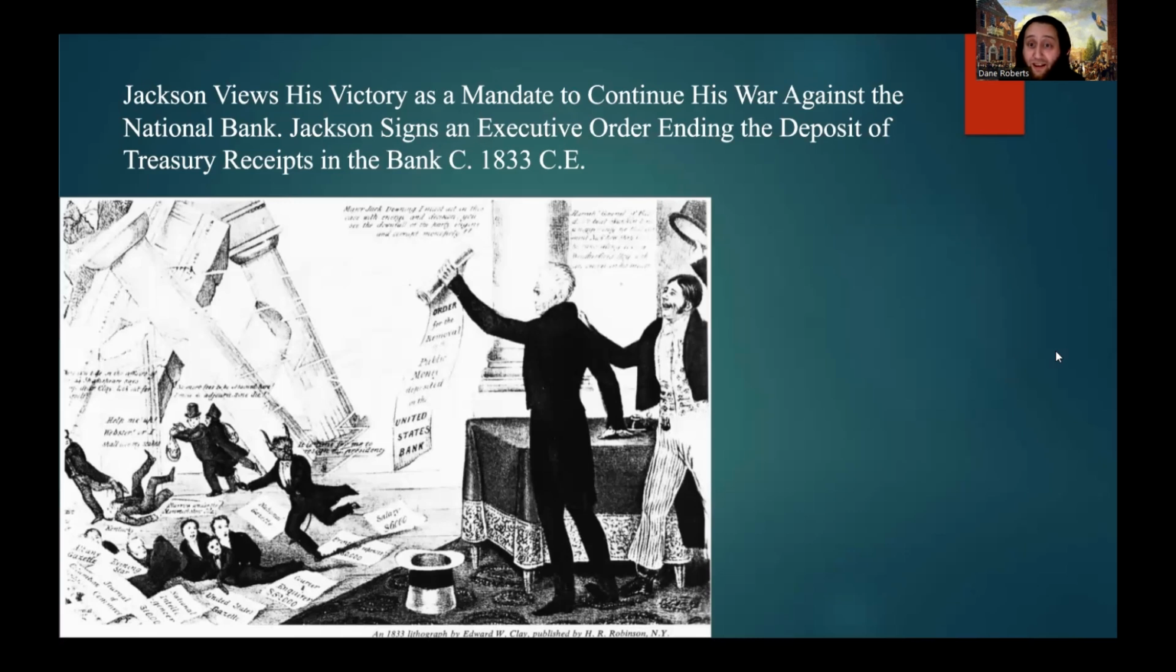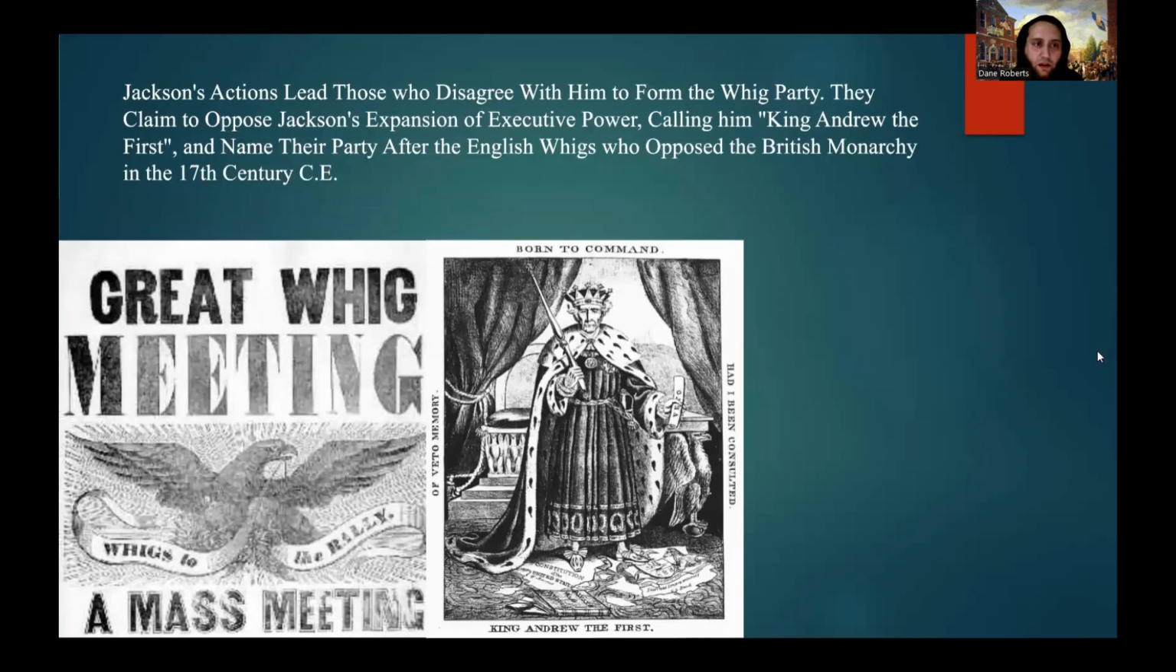Viewing his victory as a mandate to continue his war against the National Bank, Jackson would sign an executive order ending the deposit of treasury receipts in the Second National Bank in 1833 CE. Jackson's action would lead those who disagree with him to form a new party known as the Whig Party. They would claim to oppose Jackson's expansion of executive power, calling him, quote, King Andrew the First. And they named their party after the English Whigs who opposed the British monarchy in the 17th century CE.